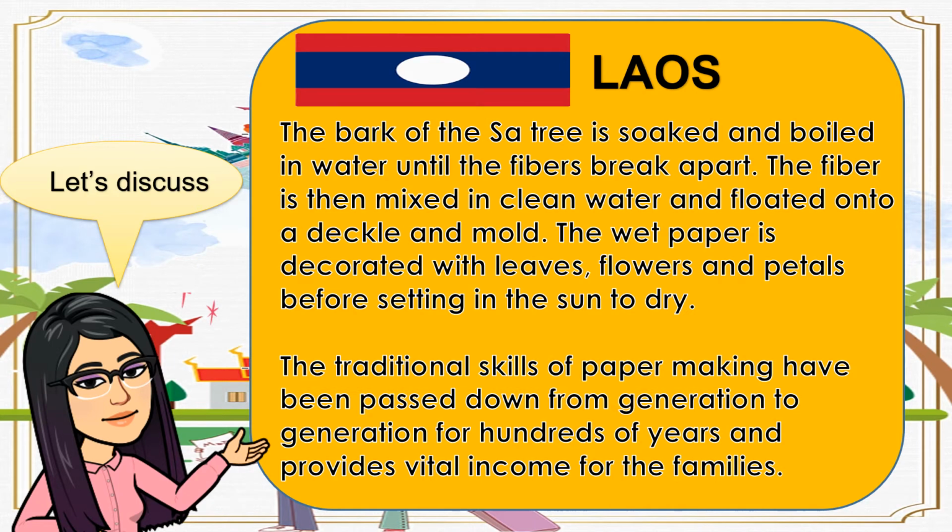The bark of the Sa tree is soaked in boiling water until the fibers break apart. The fiber is then mixed in clean water and floated onto a deckle mold. The wet paper is decorated with leaves, flowers, and petals before setting in the sun to dry. The traditional skills of paper making have been passed down from generation to generation for hundreds of years and provide vital income for the families.